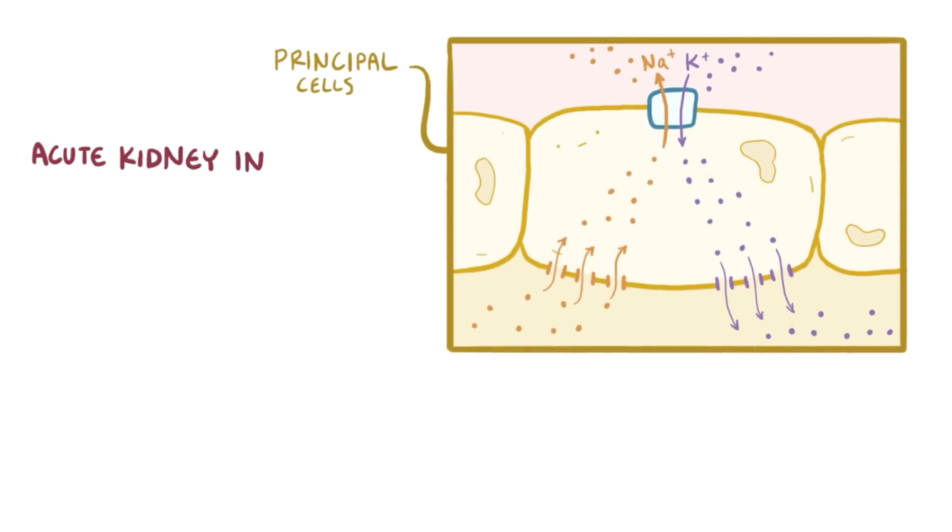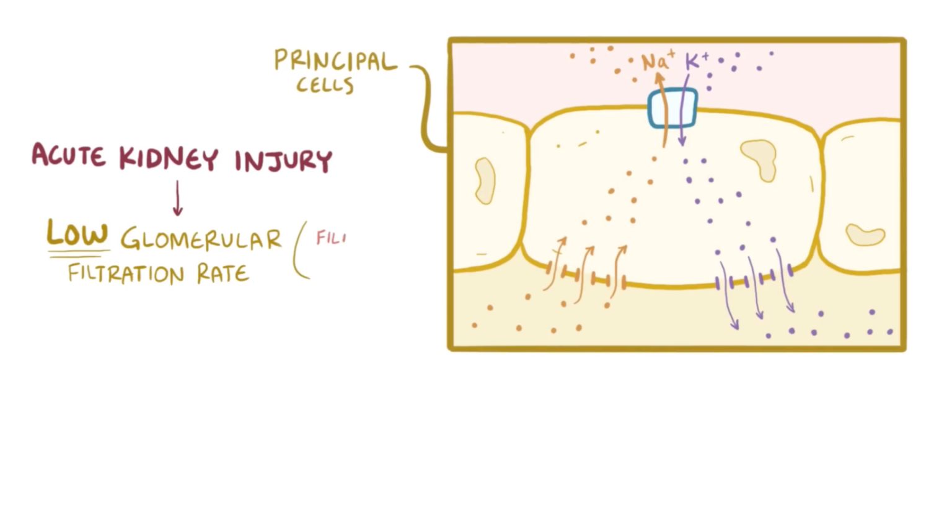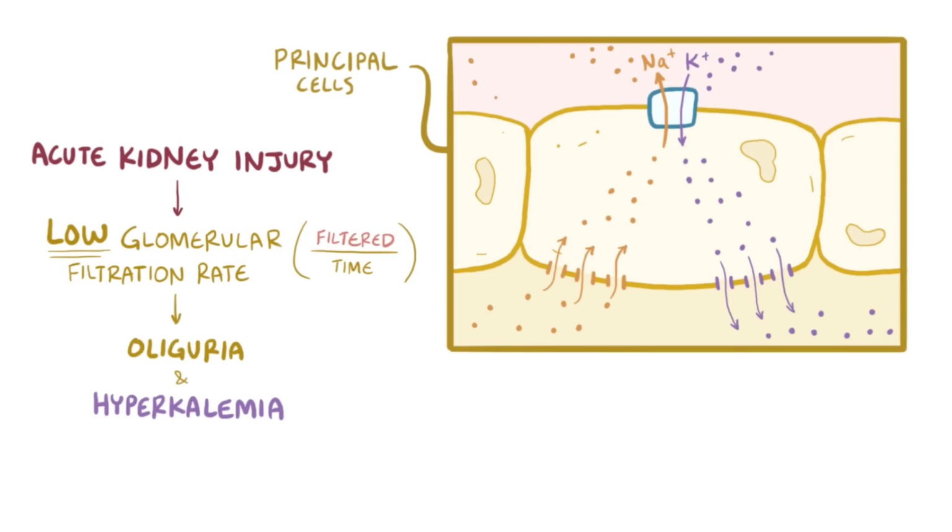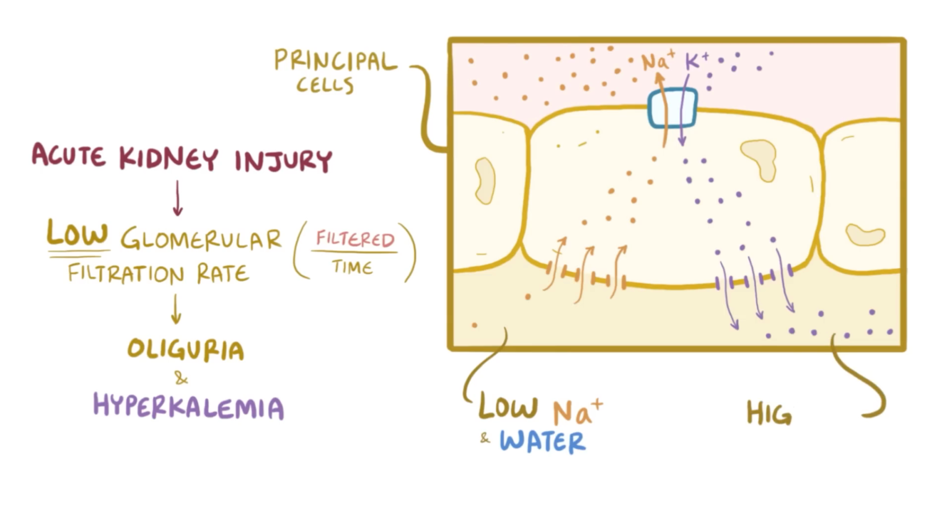Now, acute kidney injury can cause a low glomerular filtration rate, which is the volume of blood filtered through the kidney over a period of time. And this can lead to oliguria and hyperkalemia. In these situations, the nephron tries to hold on to salt and water. So by the time the filtrate moves into the distal tubule, there's very little of both sodium and water remaining in the lumen. Having little water in the lumen creates a relatively high potassium concentration in the lumen.